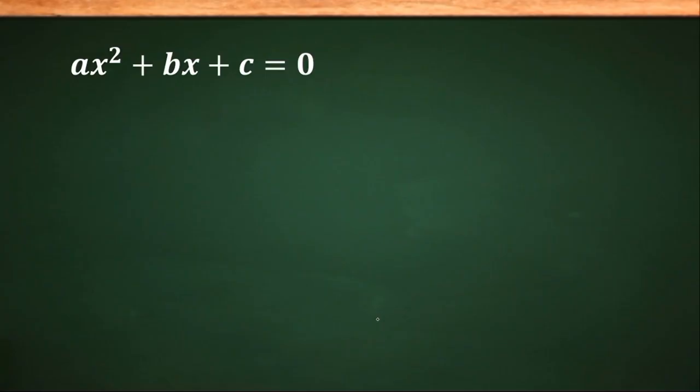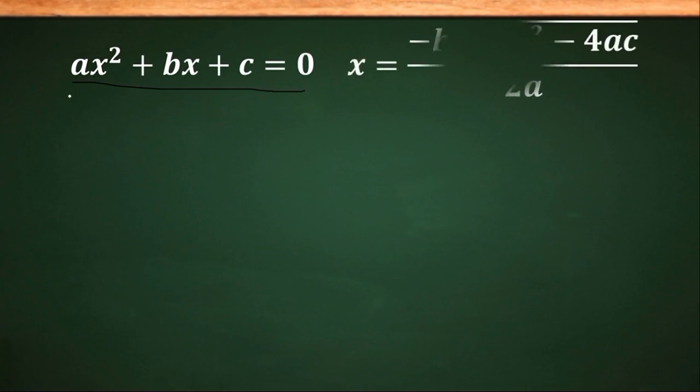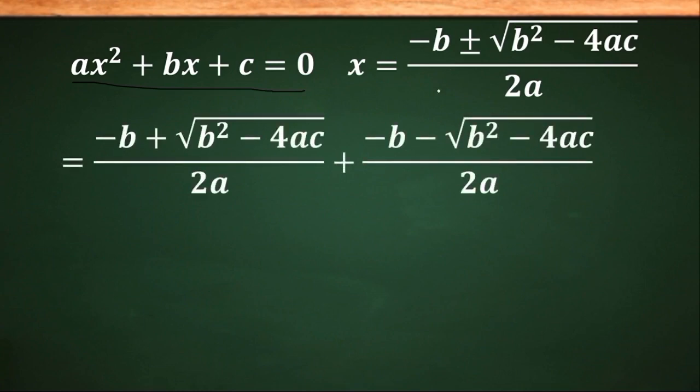So, let's do this. We'll have here the standard form of the quadratic equation, which is ax squared plus bx plus c. And the roots of the standard form of the quadratic equation are given by the quadratic formula: negative b plus or minus the square root of b squared minus 4ac, all over 2a. Let's get the sum of these two roots. So we'll have first this. Let's just separate the plus and the minus.